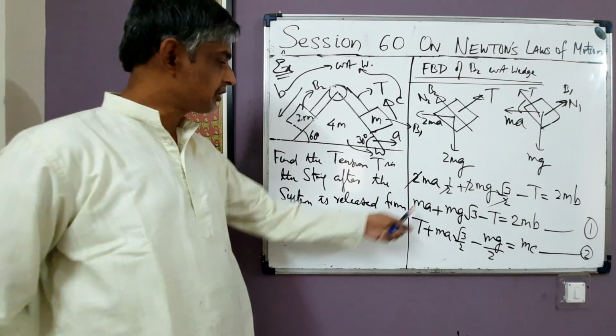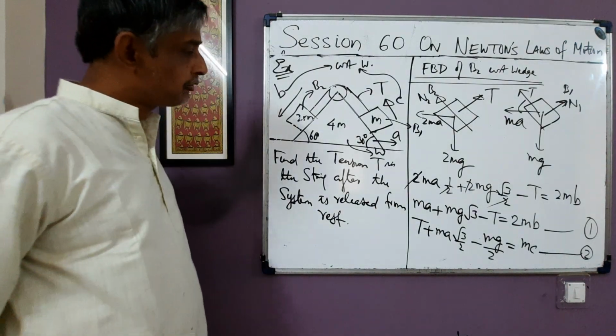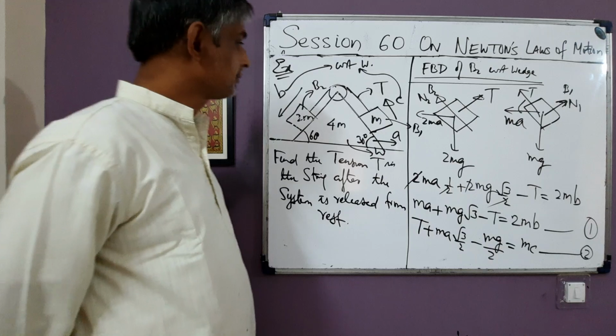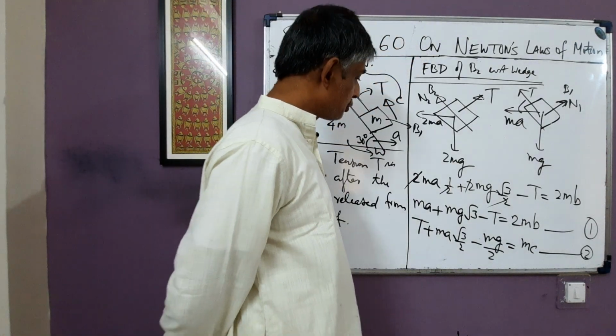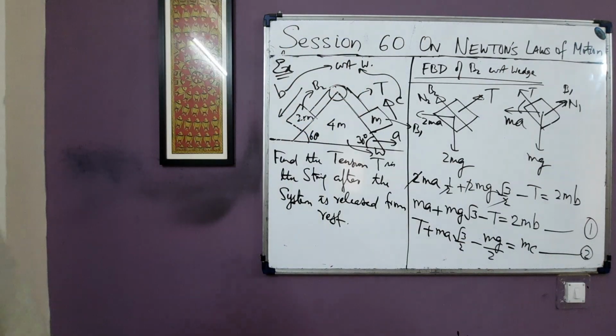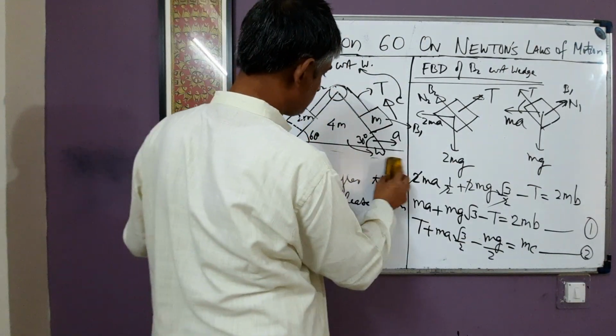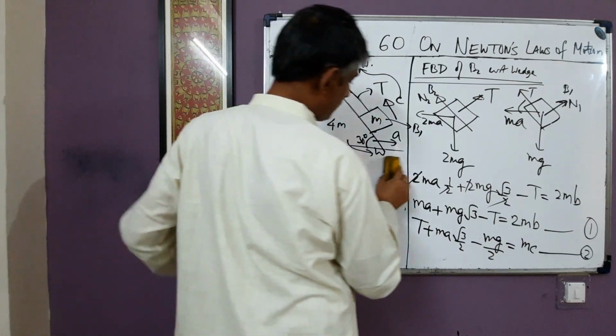So the first equation was this one: 2MA by 2 plus 2MG root 3 by 2 minus T is equal to 2MB. And T plus MA root 3 by 2 minus MG by 2 equals MC. This is the second equation. Now I rub this one. Now what to do next? Tell me.